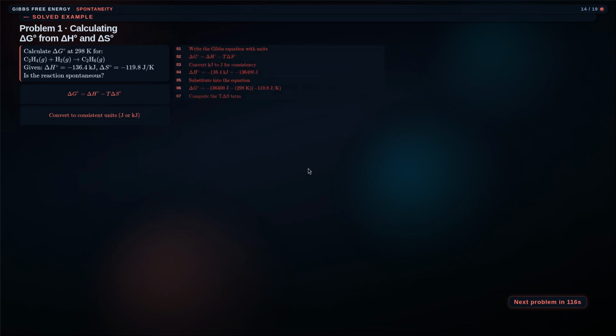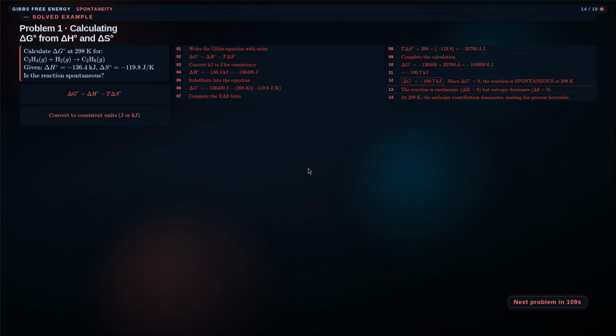Problem 1. Calculating delta G naught from delta H naught and delta S naught. Calculate delta G naught at 298 Kelvin for the reaction C2H4 gas plus H2 gas yields C2H6 gas. Given delta H naught equals negative 136.4 kilojoules and delta S naught equals negative 119.8 joules per Kelvin. Is the reaction spontaneous? Step 1. Write the Gibbs equation with consistent units. Delta G naught equals delta H naught minus T delta S naught.